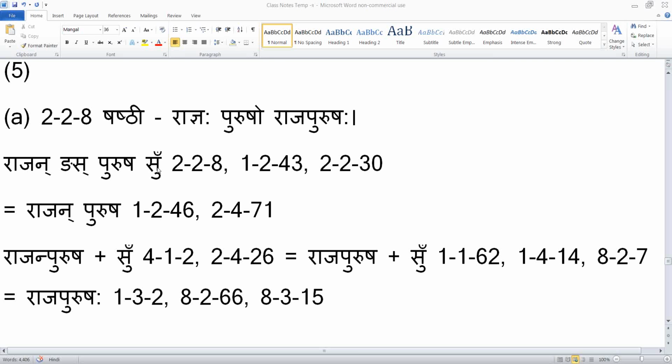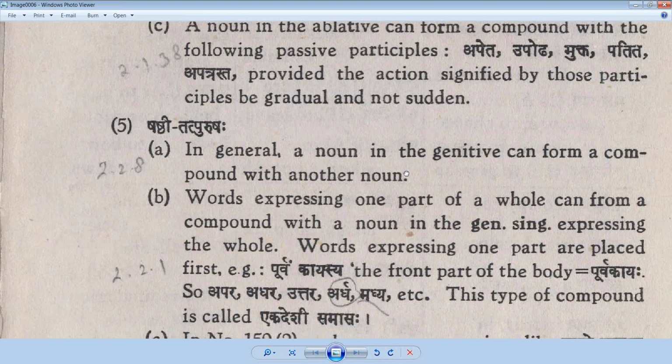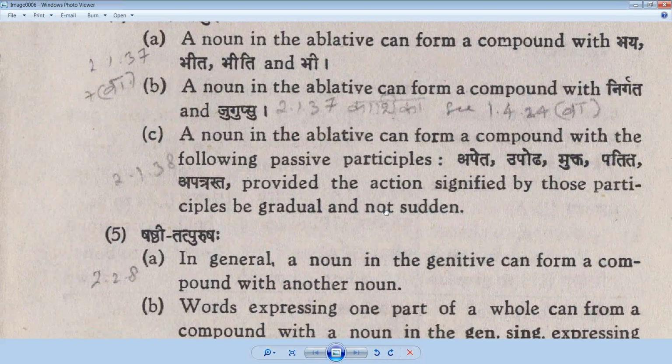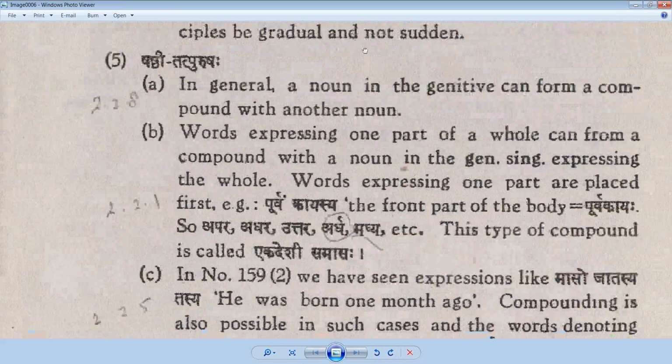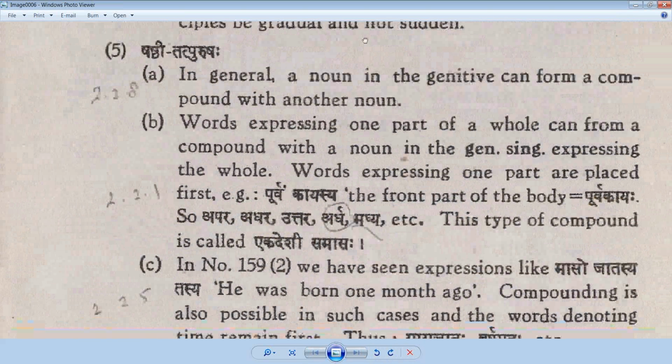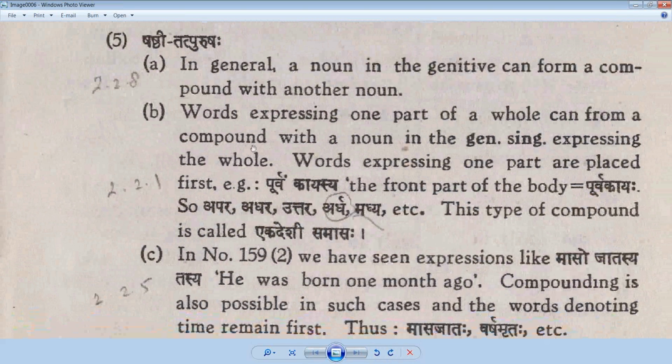Last time we were at the end of the class talking about the Shashti Tatpurusha Samasaha. In the book, we are on page 125, Shashti Tatpurusha. Actually, in this book, he has combined a couple of other things. This part B and C of number 5 over here are actually an apavada of Shashti Tatpurusha. So B and C over here, this was called the Ekadeshi Samasa.